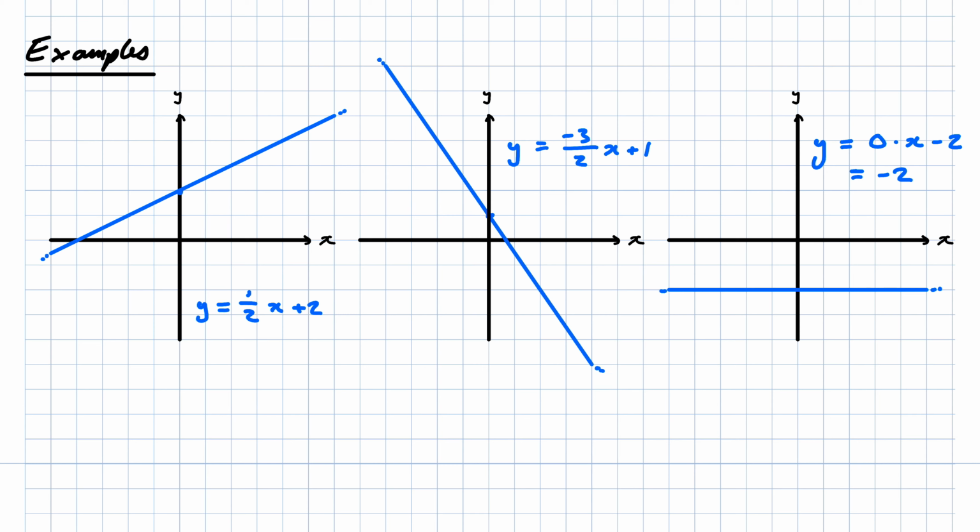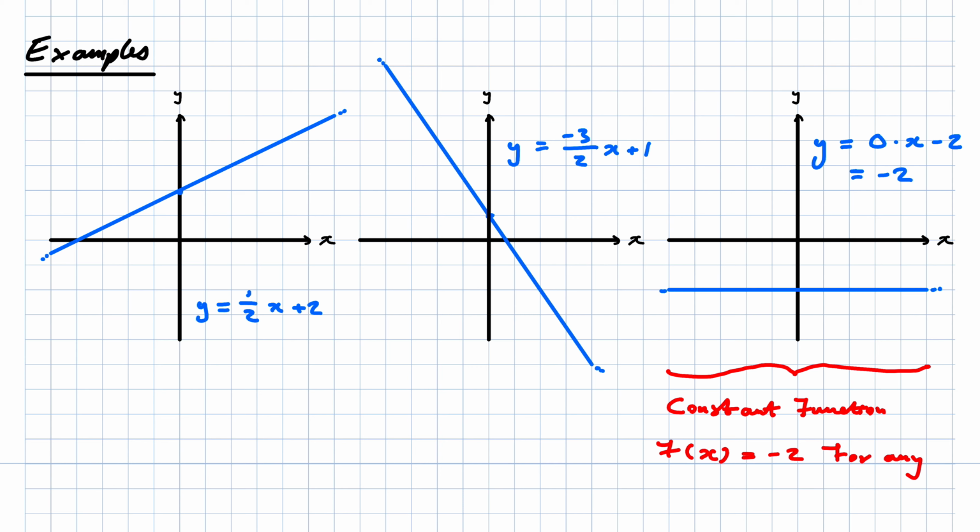Okay, so this is a constant function because it has constant value, right? So the constant function, the other ones are not constant because they vary depending on what x is. Constant function, which is just f of x is equal to minus 2 for any x. Okay, so some neat examples.